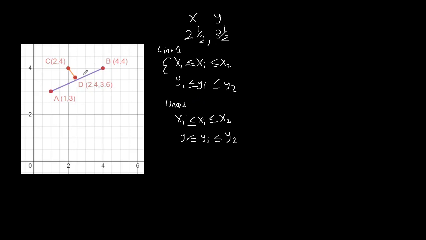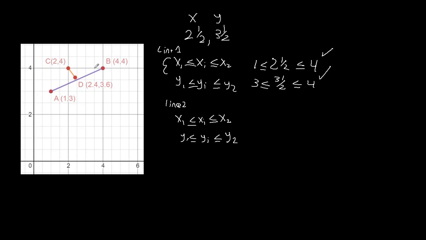So let's look at it in this case. Let's start with line 1 being line segment AB. The first one: is 1 less than or equal to the x value of the intercept, 2.5? And is that less than or equal to the x coordinate of B, which is 4? That is true, this statement makes sense. Then the second one: is the y value of A, which is 3, less than or equal to 3.5, the y value of the intersect point? And is that less than or equal to 4? Again, that math checks out, so we're good there.